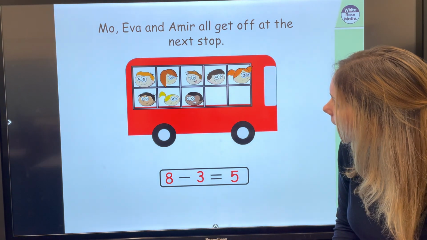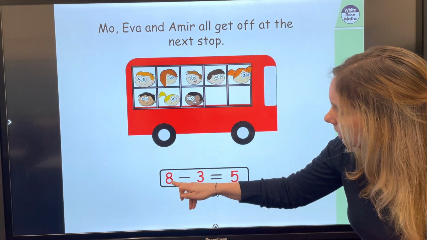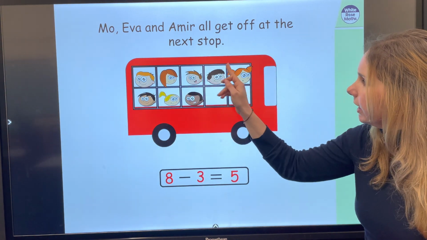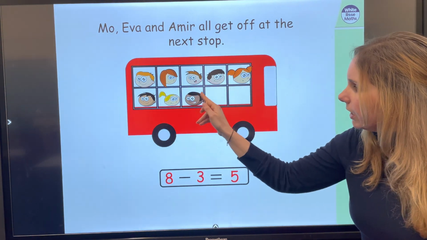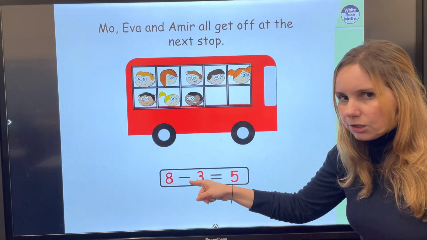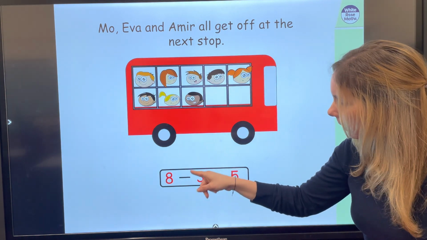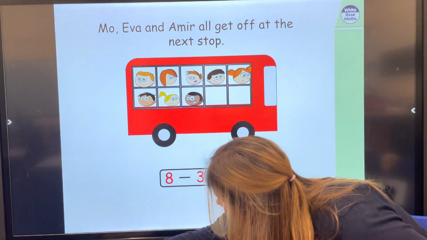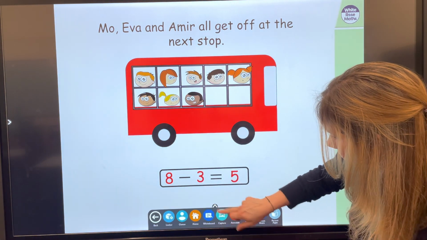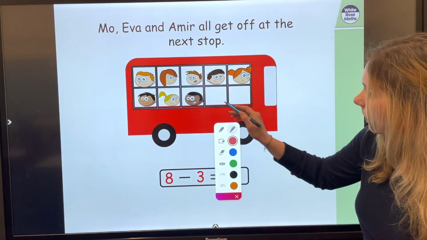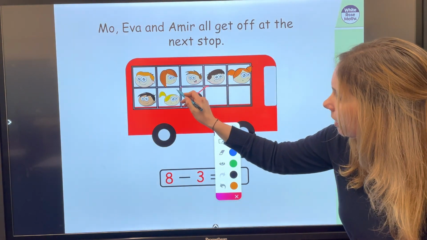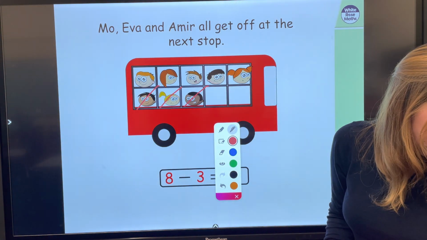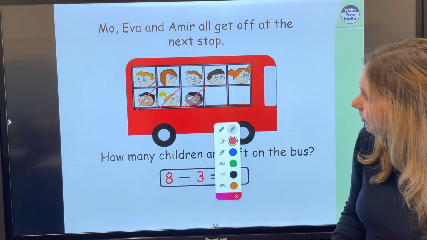What would that look like? What are we going to do? How many should be in the bus? 8. Let's show we've got 8. 1, 2, 3, 4, 5, 6, 7, 8. Yes, we have. What do we need to do? Subtract, take away. How many am I going to cross out? 3. Let's have a look. 1, 2, 3. Let us see how many we are left with.